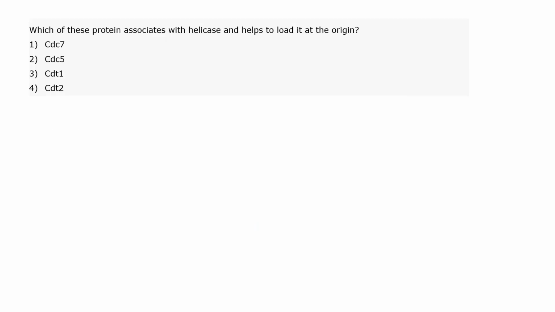Okay, coming to the next question. Which of these proteins associated with helicase helps it to load at the origin of replication? CDC7, CDC5, CDT1 or CDT2, which may be the answer?